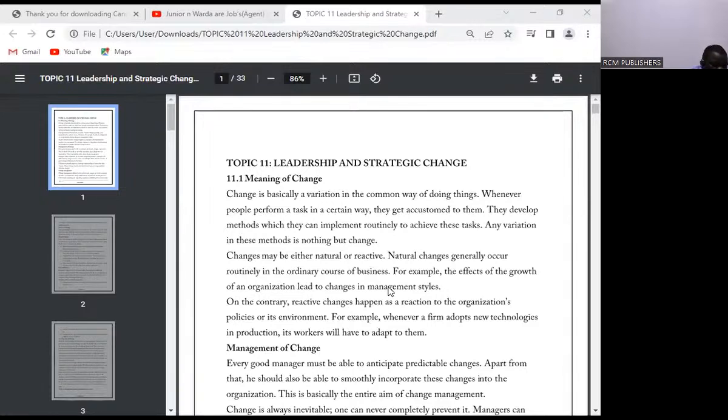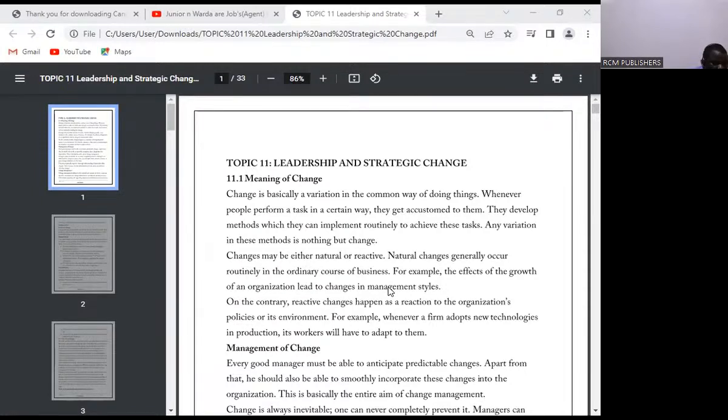One of the most important things that we need to know is the definition of the term change. That's the first thing that you need to be able to understand. The other one is to define the term change management. The other one is being able to identify the internal and external factors that could be influencing change.